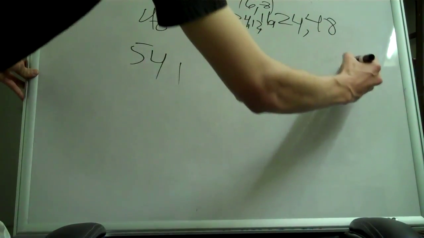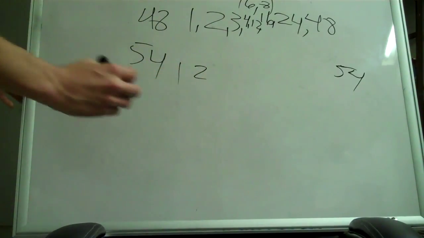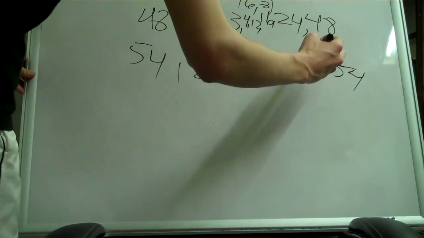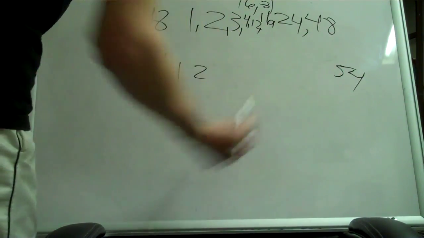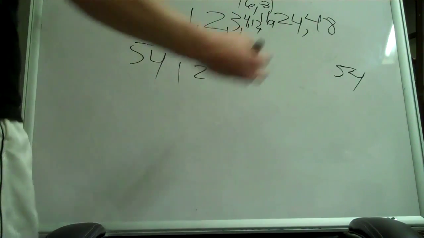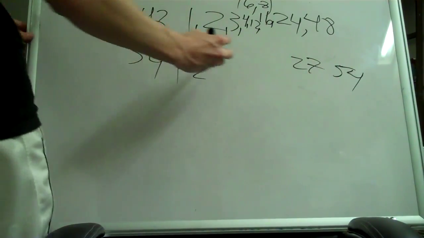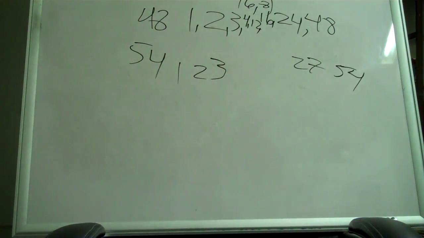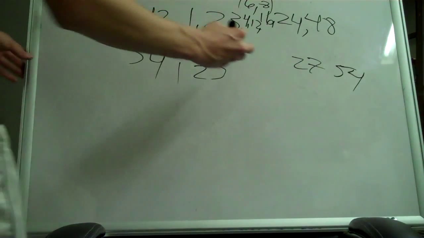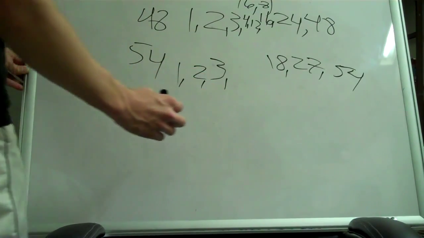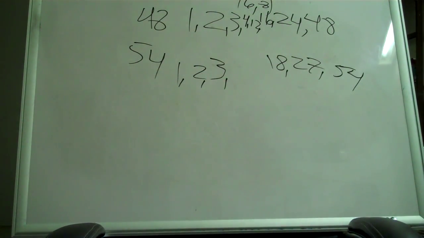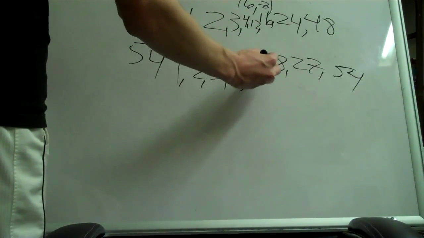Factors of 54. 1 and 54. 2 and 27. Oh my gosh. Why can't I think of it? 3. Possibly. I always forget it. It's 18. 4. No. Okay, 6 and 9. I think that's all of them.